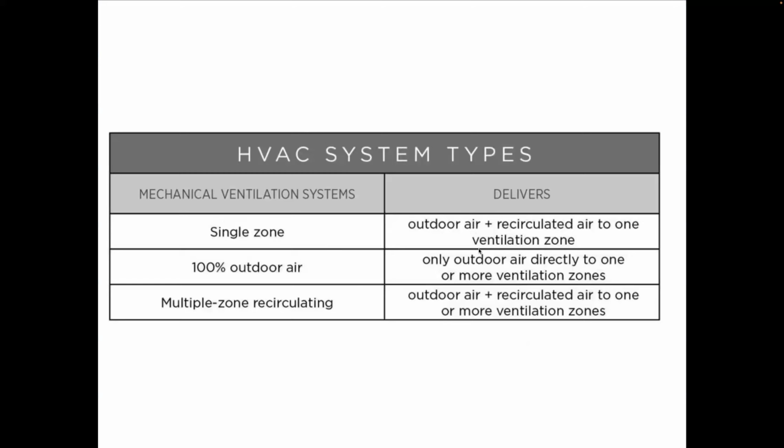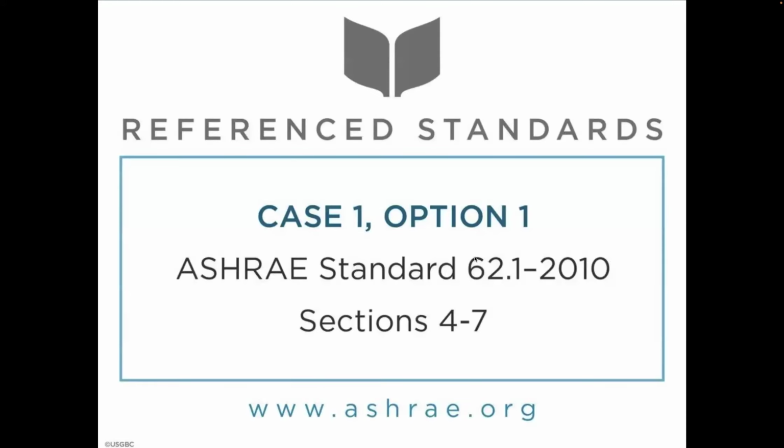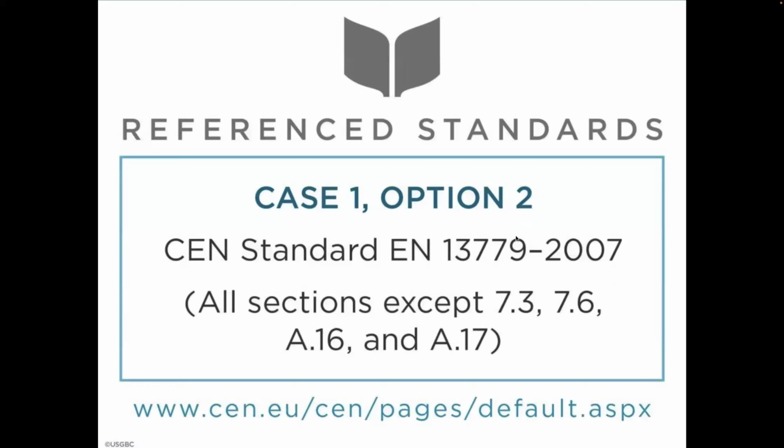So usually you have single zone systems. So outdoor air and recirculated air, because a lot of times you're not getting 100% outdoor air unless you're a hospital or a doctor's office. Usually what you're doing is blending some recirculated air, because it's easier to cool that. It's already at temperature. And outdoor air. Or you do 100% outdoor air. Again, that's harder to heat and cool, especially on extreme heat or extreme cold days. And then multiple zone recirculating. So those are the kinds of systems we have. Again, case one, it's all based off 62.1. So just remember that number. 62.1 is for airflow rates. And then this is the European one.